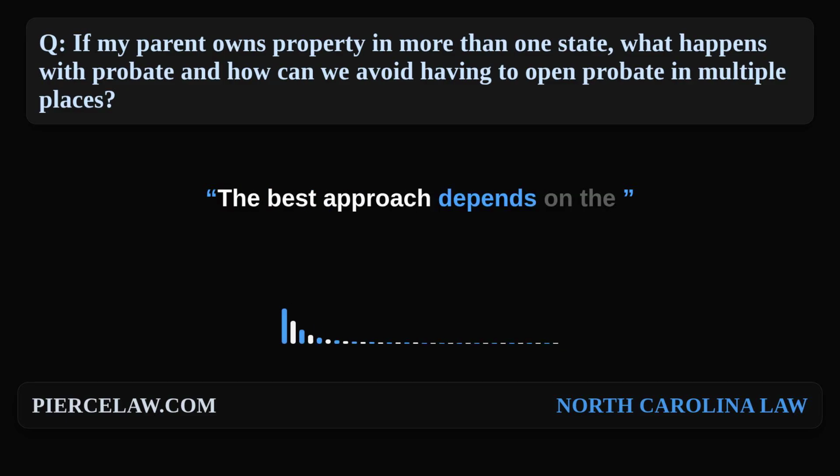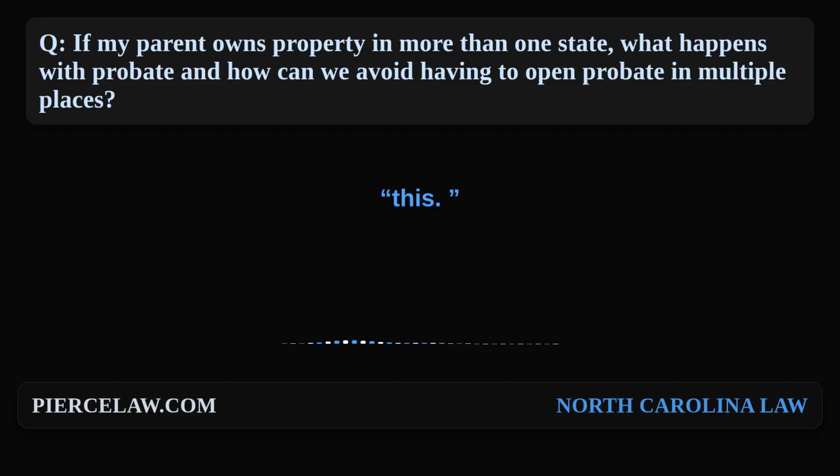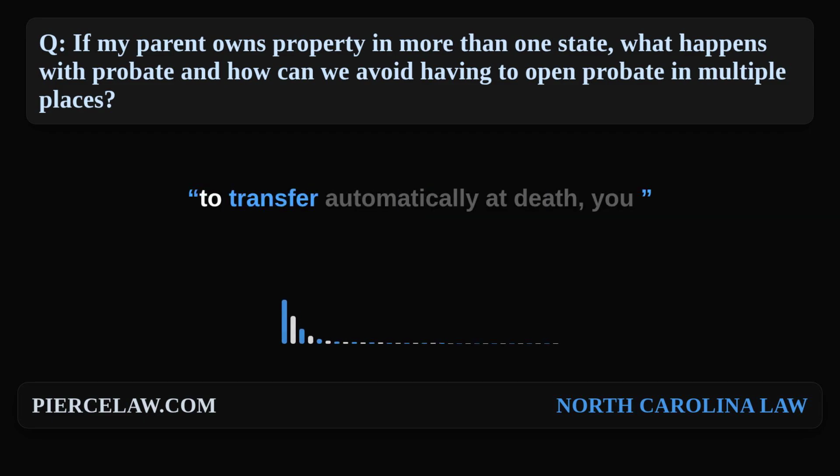The best approach depends on the type of property and the family's goals, but the key idea is this. If the property is set up to transfer automatically at death, you can often avoid having to open probate in multiple places.